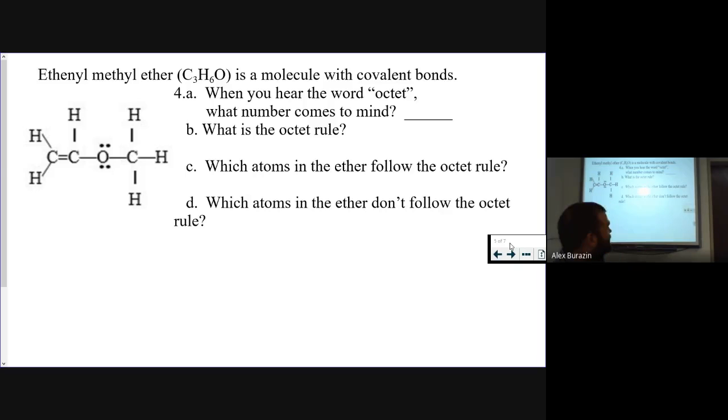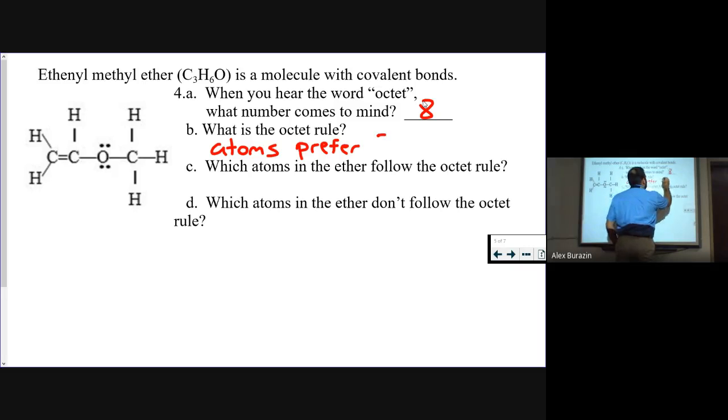We have this molecule. I have a diagram drawn off to the left for you to look at. There's carbons, there's hydrogens. We have an oxygen in the middle. The name doesn't really matter. I'm just having fun. So when you hear the word octet, what number comes to mind? Of course, the prefix oct is implying 8. And then the next question I have is, what is the octet rule? We haven't learned this yet, but essentially the octet rule says this: atoms prefer 8 electrons nearby.